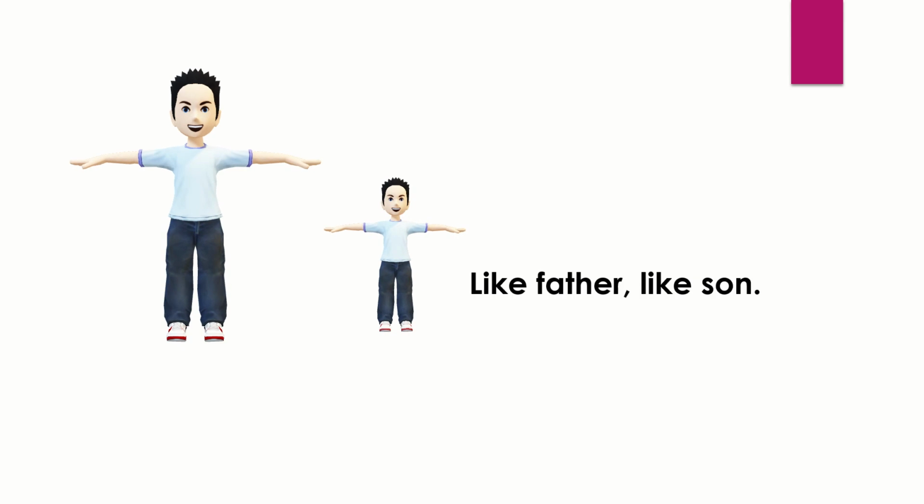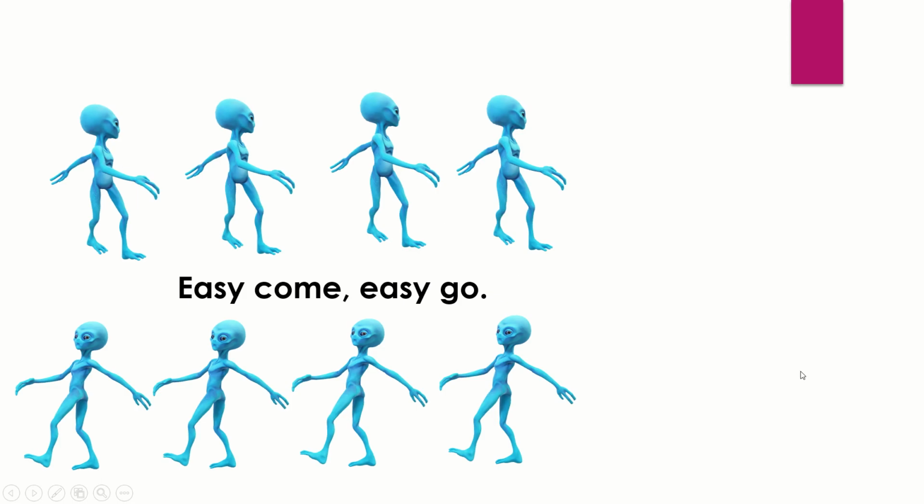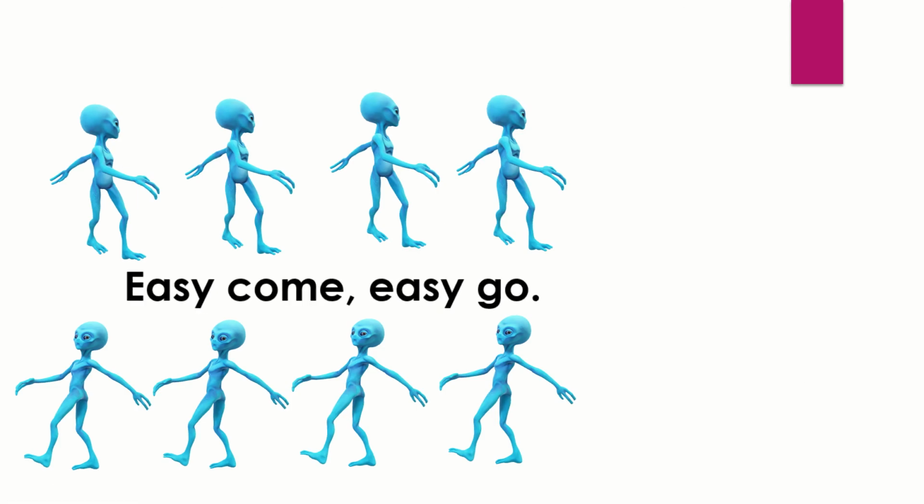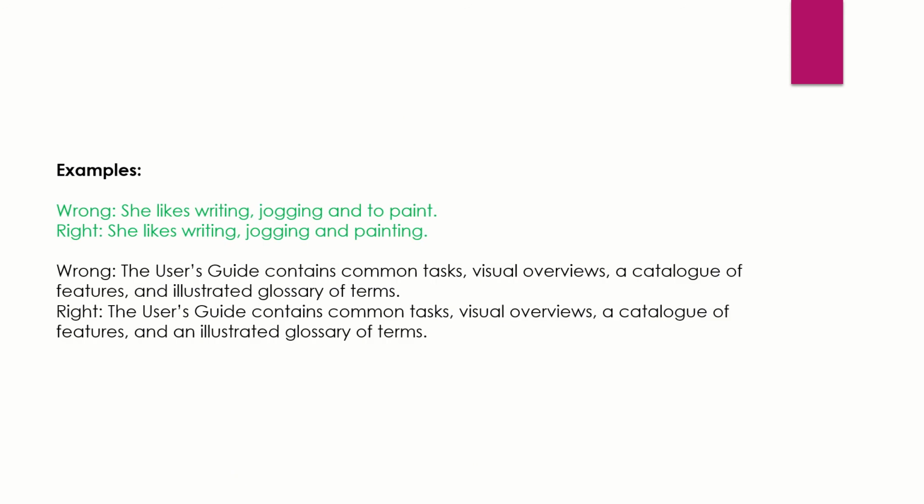Like father, like son. See, this sentence is beautifully parallel. Easy come, easy go. Few more examples are, she likes writing, jogging and to paint. This sentence looks odd. The right one would be, she likes writing, jogging and painting.